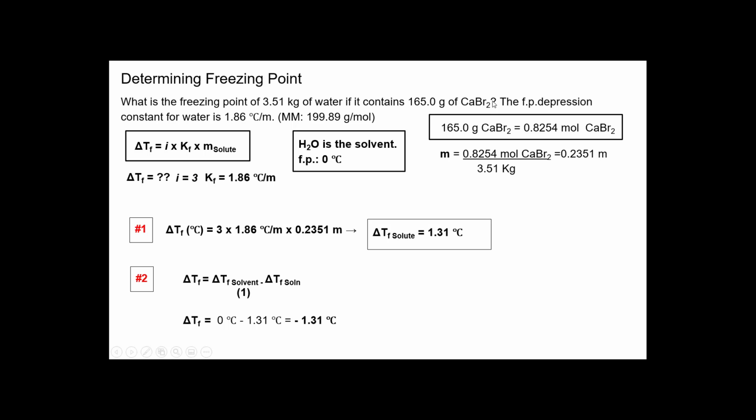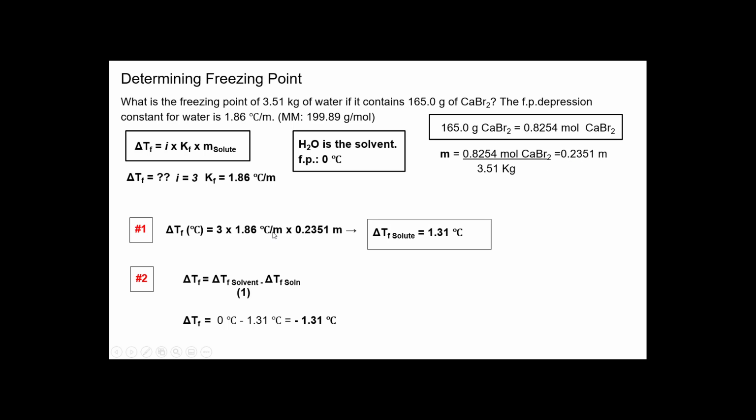First off, this is an electrolyte, so we need i. i is going to be 3. We have that. We are trying to figure out what the delta TF is. We don't know what it is. And then we have molality. We're working with water, so we know the freezing point is 0. We have 165 grams of calcium bromide. I did not show this calculation, but because I had the molar mass, I got it to moles. And then we do molality, which I have my moles here, and I've been given my kilograms of water. So I have my molality.